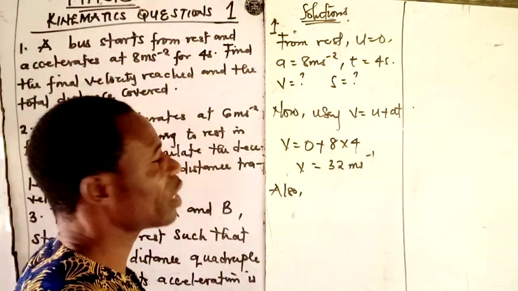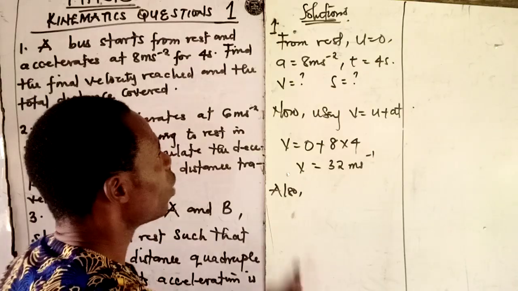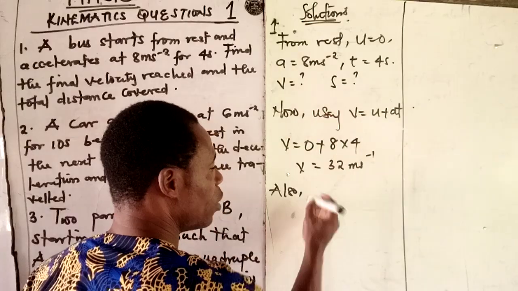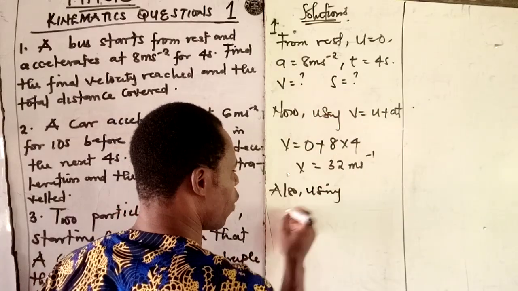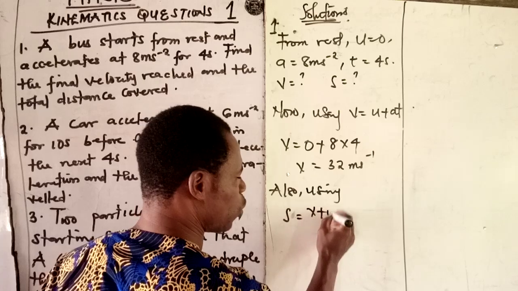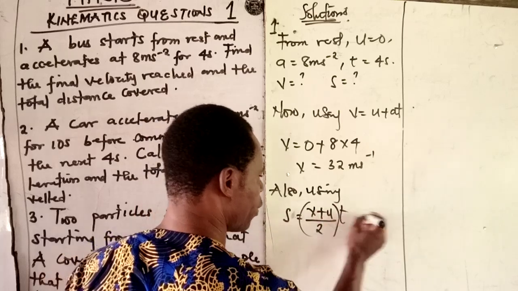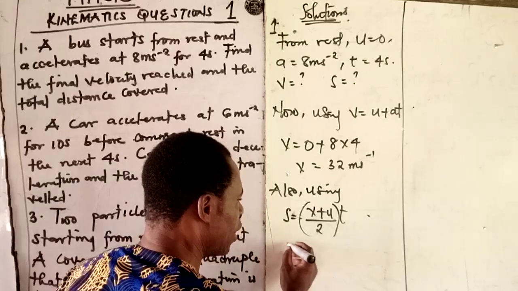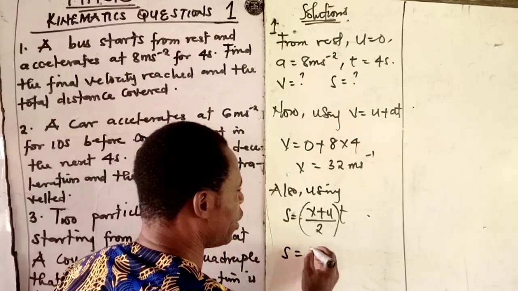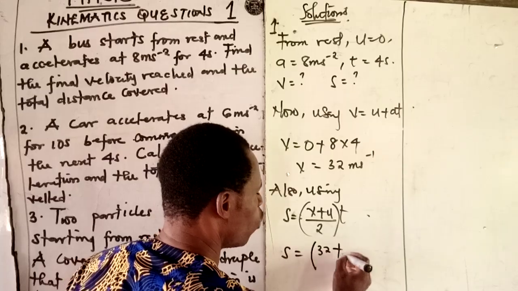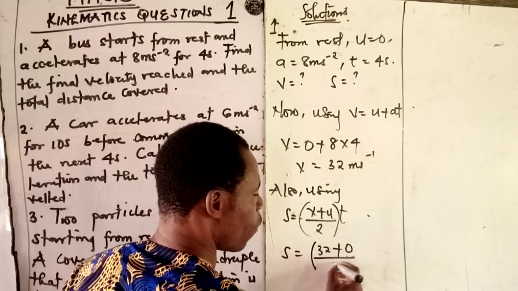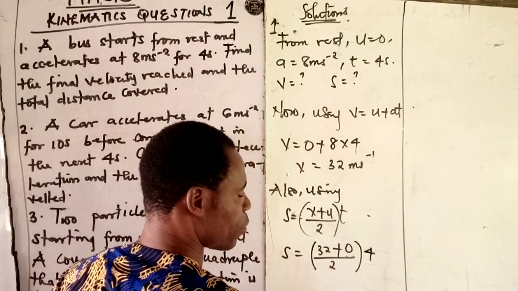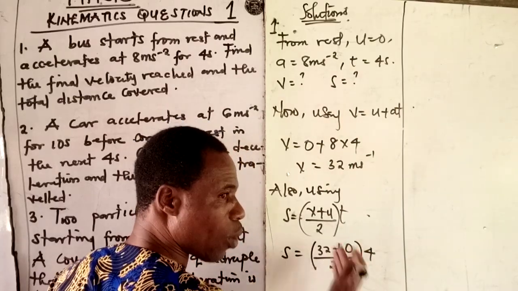Also, getting your S, using S is equal to (V plus U) over 2 into T. What's your V? 32. What's your U? 0. Over 2. Your T, time taken, is 4 seconds. You need to learn how to cut.